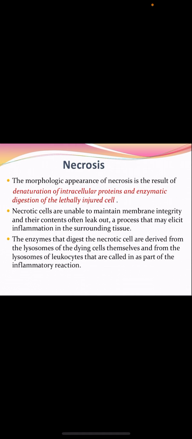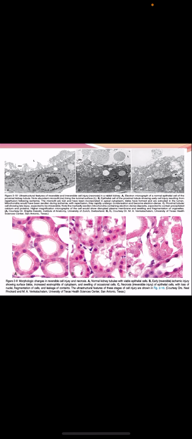In simpler terms, necrosis is nothing but denaturation or breakdown of intracellular protein and enzymatic digestion. These necrotic cells are unable to maintain the membrane integrity. When it is unable to maintain membrane integrity, the content of the cell will leak out. Due to leakage of this content, the surrounding tissue will react to it. Once the content is leaked out, the surrounding tissue will show inflammation, which is one of the important characteristic features of necrosis. Here is a photograph.